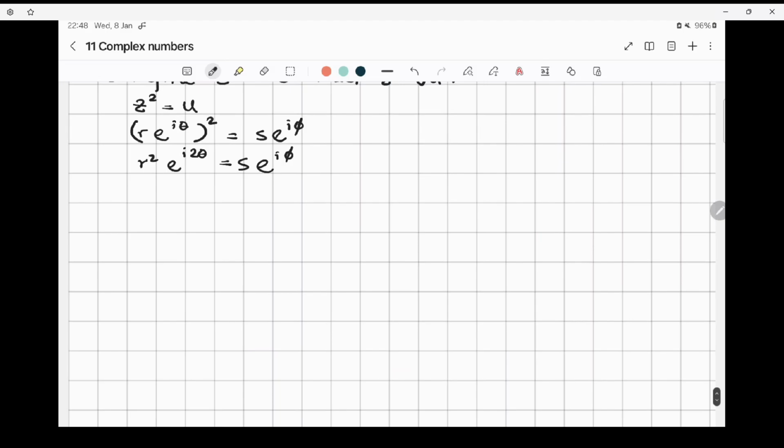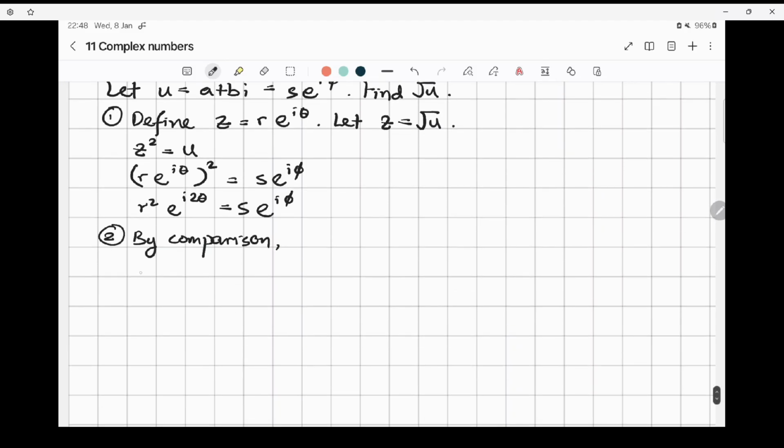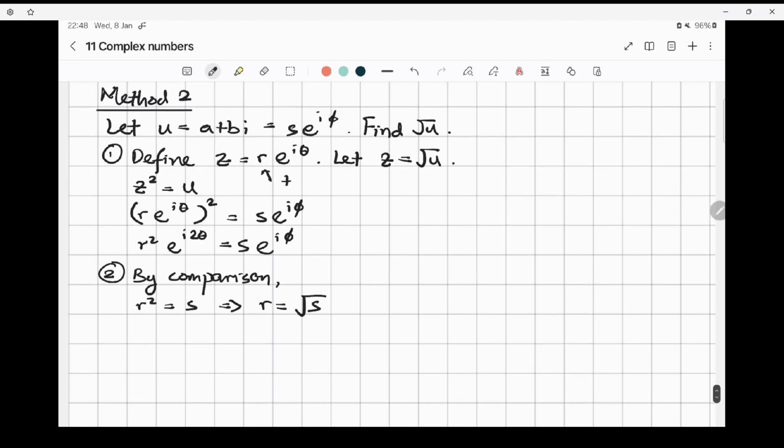So then by comparison, r squared will be equal to s, or r equals the square root of s. In this case, you don't need to write down the negative part, because remember that this has to be positive. Remember from the previous video.